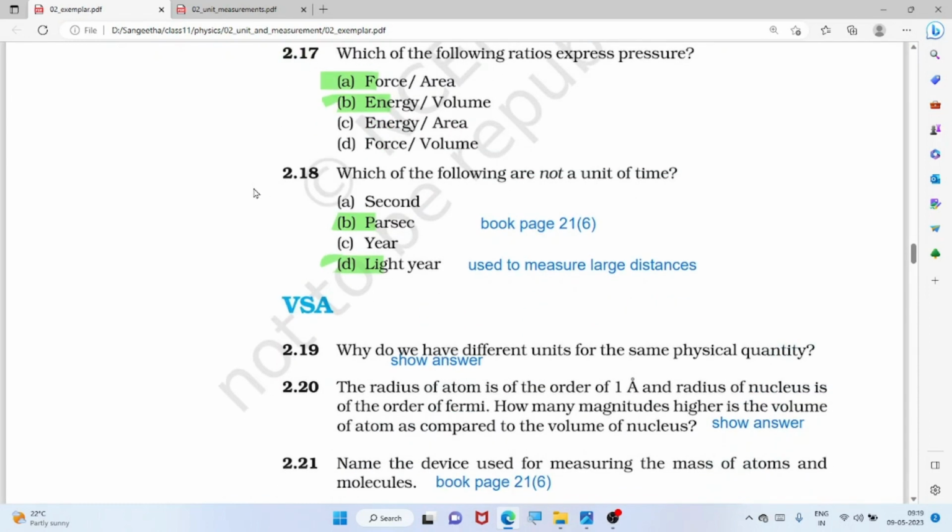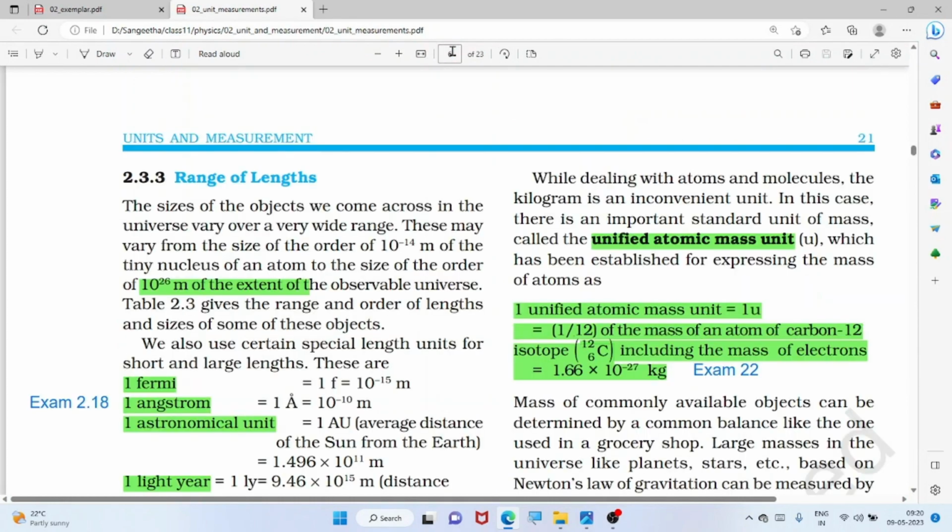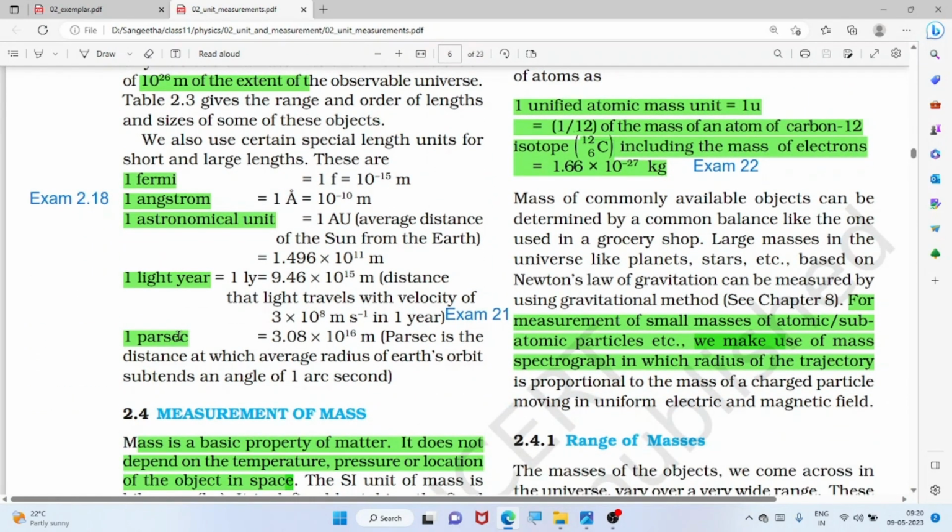Which of the following are not units of time? Actually you know second and year are units of time. The parsec I already showed you is for measuring long distances between the stars and the earth. The light year also belongs to that only. So here also they have given these for long distance measurements, astronomical units.